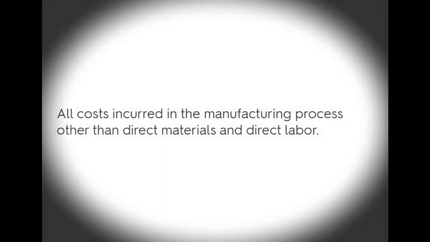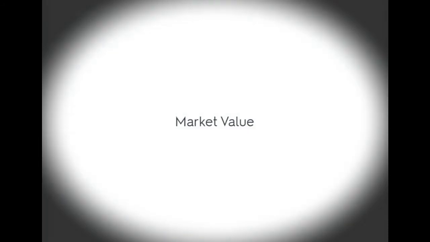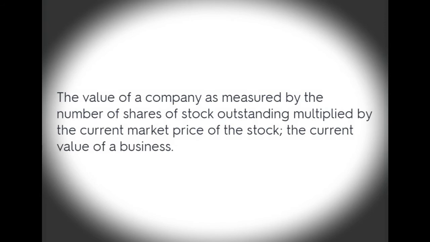Manufacturing overhead. All costs incurred in the manufacturing process other than direct materials and direct labor. Manufacturing overhead budget. A schedule of production costs other than those for direct labor and direct materials. Market value. The value of a company as measured by the number of shares of stock outstanding multiplied by the current market price of the stock, the current value of a business.